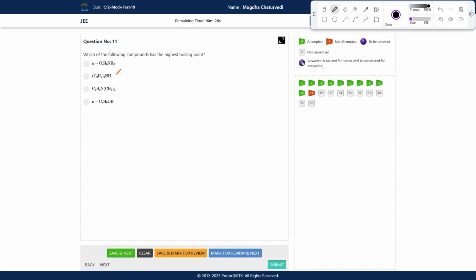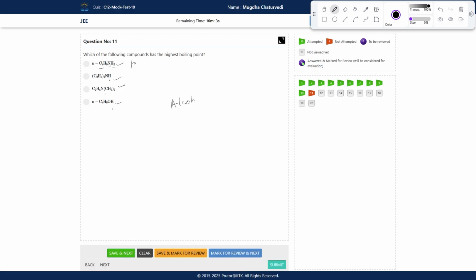Now next question, it is asking which of the following compounds has the highest boiling point? Look over here what you have been given. This is also an amine, this is also an amine, this is also an amine, but this is an alcohol. If you see, this is a primary amine because nitrogen is bonded to 2 hydrogen and 1 this group. This is a secondary amine. This is a tertiary amine, but this is an alcohol.